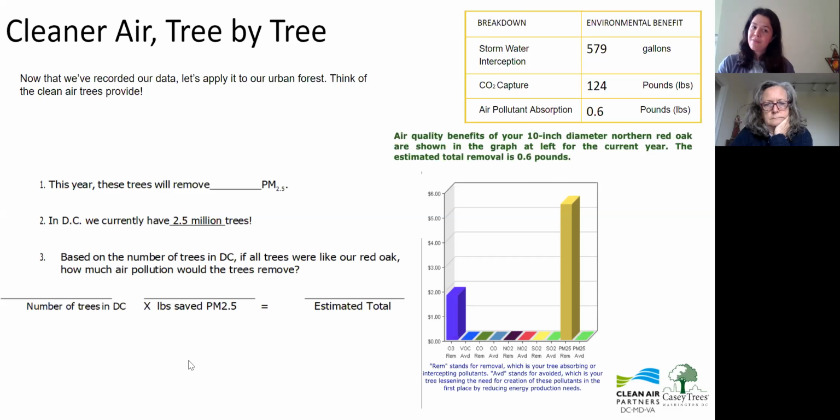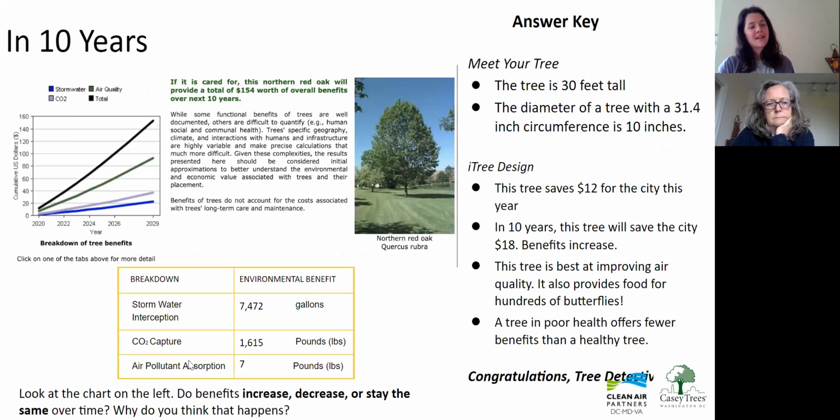That does assume that all of the trees in DC are as old as our oak, do the same things as our oak, and are as healthy as this red oak. But trees do a lot for our atmosphere every year. I think I can happily say that we have minted all of you into tree detectives. So we have some other tree detective work for you.